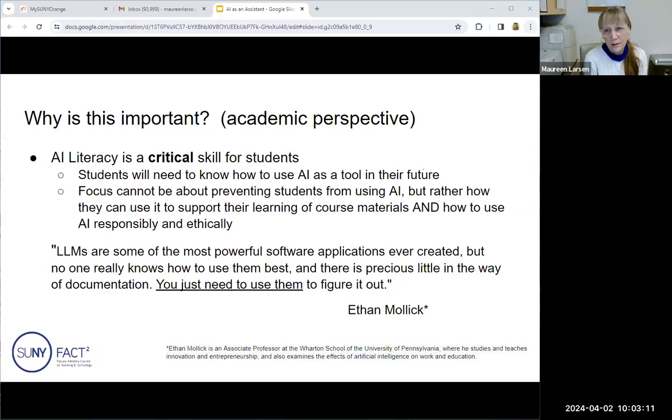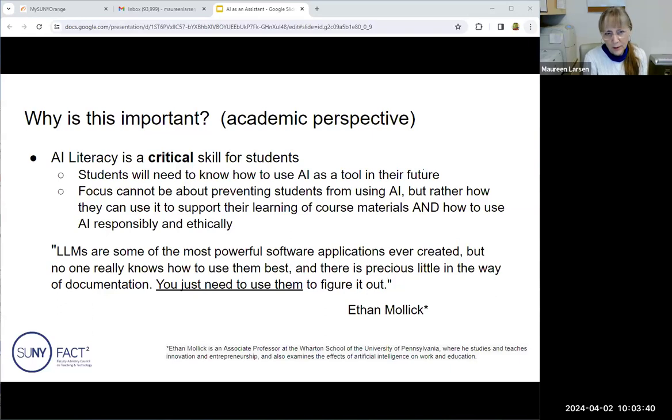For our students, AI is part of their world today. It's going to be a greater part of their world in the future. And it's important that we provide them with the experience and some guidance on using AI to help them understand course materials, help them when they're stuck, if they can't reach a human tutor, if they can't speak to you as an instructor. And we also want to focus on how to use it ethically and responsibly.